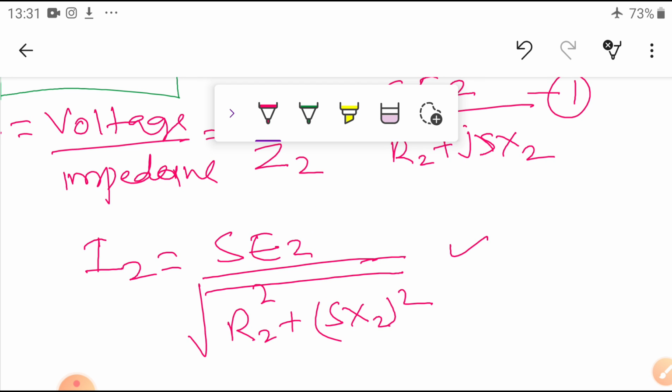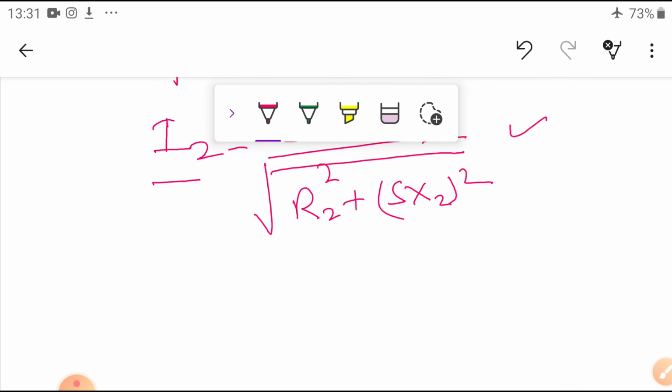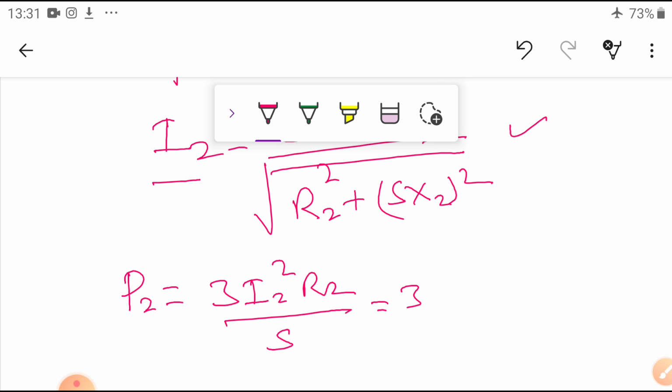I know the I2 value. At the same time, you substitute this value in that one, so I2 in terms of E2 and slip. What value are we going to get? Here the P2 value I already have. What is the value of P2? That is equal to 3 I2 square R2 by S. Now 3 R2 by S, this value only I am going to write. So this is the value. Now you can write it.